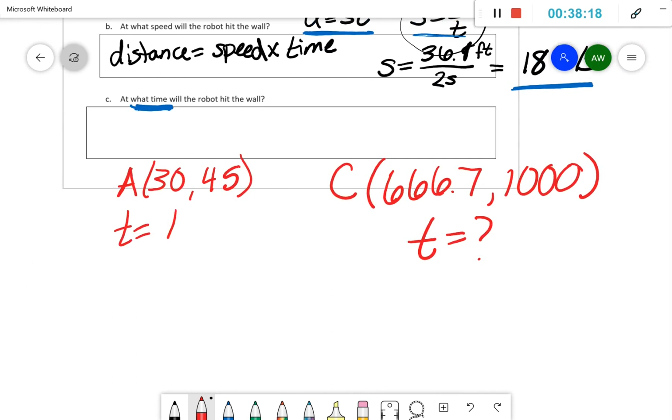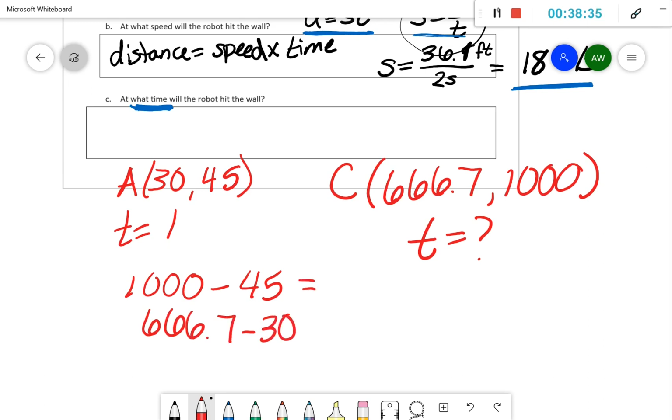So to figure out that distance, the first thing I do is subtract my y values. So I'm going to do 1,000 minus 45. And I'm also going to subtract my x values, which is 666.7 minus 30. For my y answer, 1,000 minus 45, I should get 955. For my x answer, 666.7 minus 30, I should get 636.7.